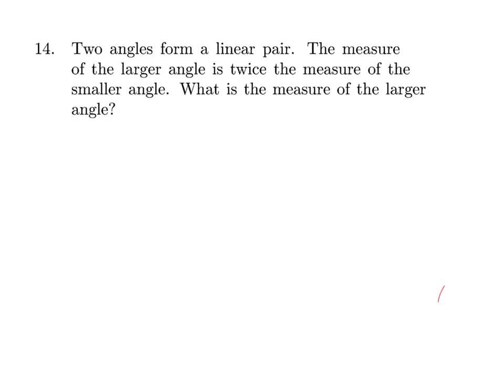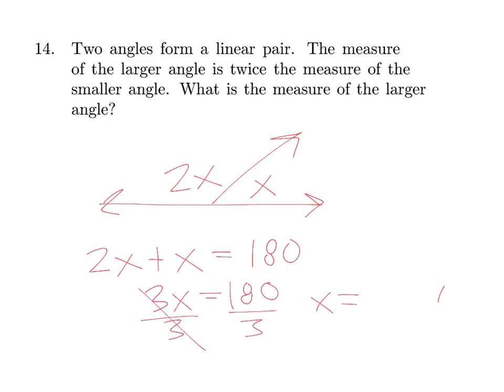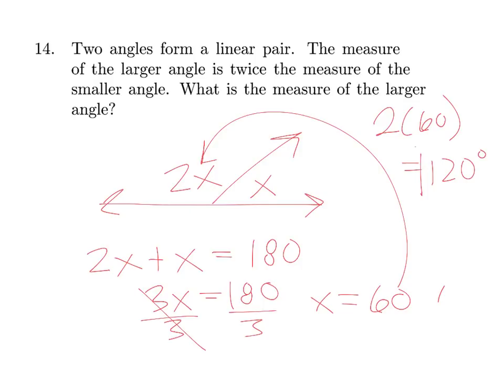All right, 6. Two angles form a linear pair once again. The measure of the larger angle is twice the measure of the smaller angle. All right, that's x, that's 2x. What is the measure of the larger angle? So I have 2x plus x is equal to 180. 3x is equal to 180. Divide by 3. x is equal to 60. All right, I want the larger angle. Plug that in. So I have 2 times 60, which is 120. Done.